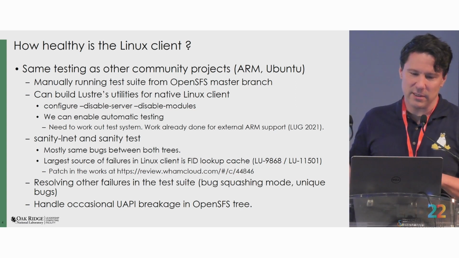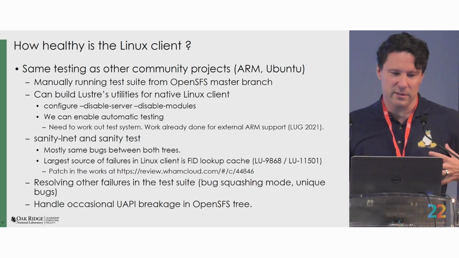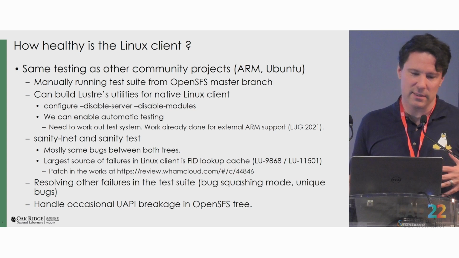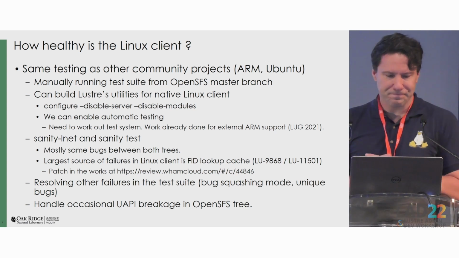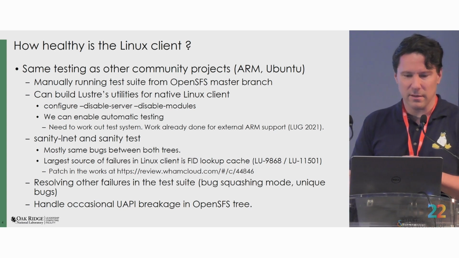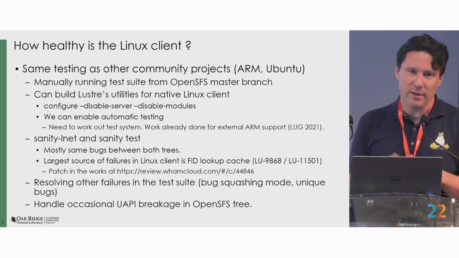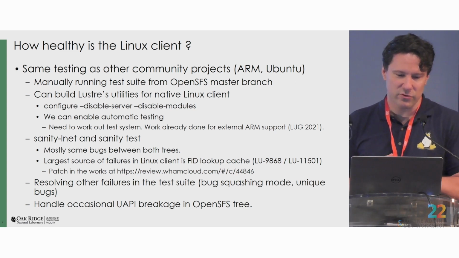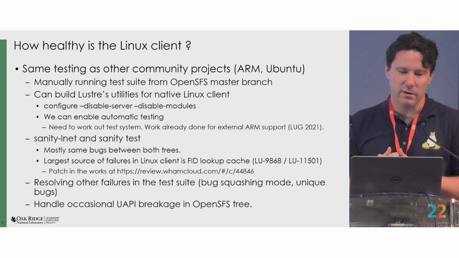So how healthy is this native client? We do the same testing as ARM and Ubuntu, which usually covers LNet self-test and sanity testing for light testing. And of course, I do heavier testing locally, testing config sanity and other tests, and I find that it's pretty much comparable to what we have. It's pretty much the same bugs in both trees. There are a couple of exceptions, but for the most part.